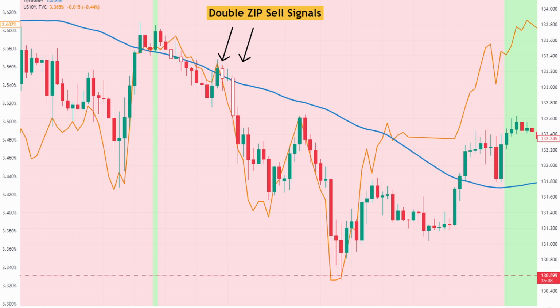We had two beautiful ZIP sell signals in the New York Open in dollar yen. I looked at yields, which is the orange line, and they were falling, confirming that the best direction for the trade was to sell dollars. And boom, this became a very generous dollar yen short trade.